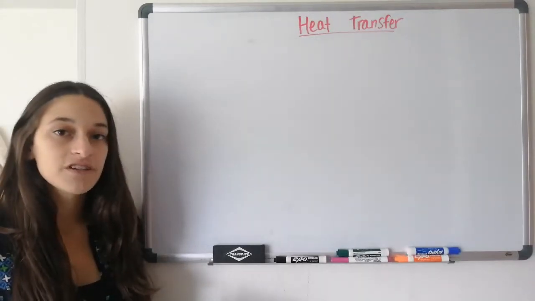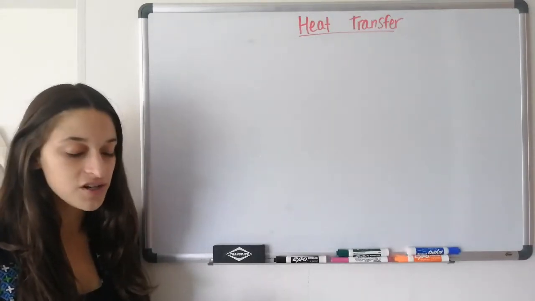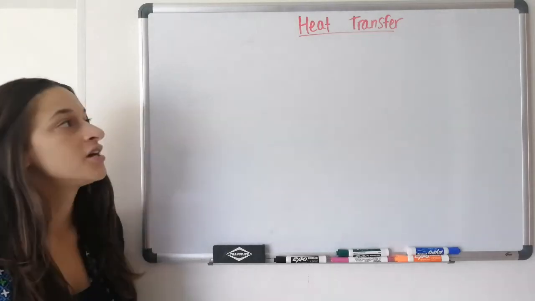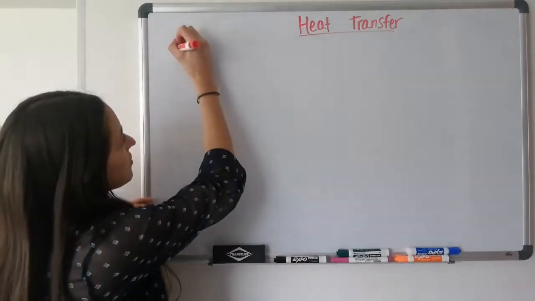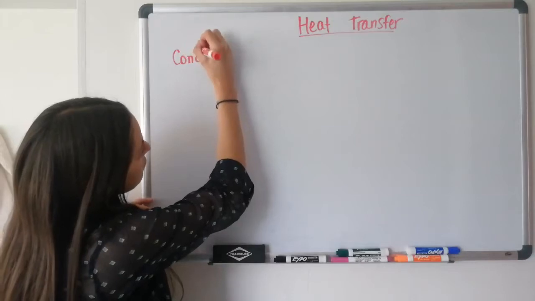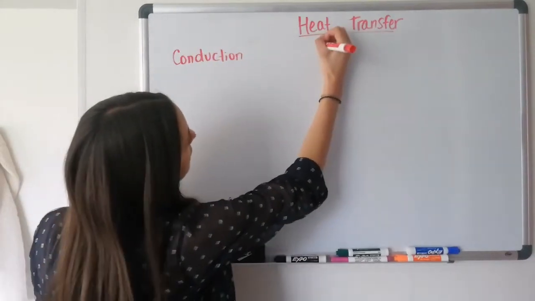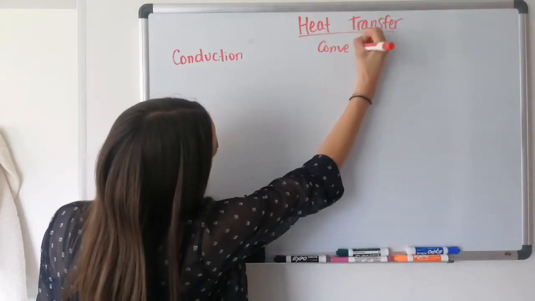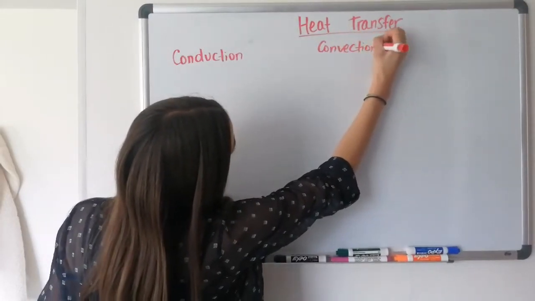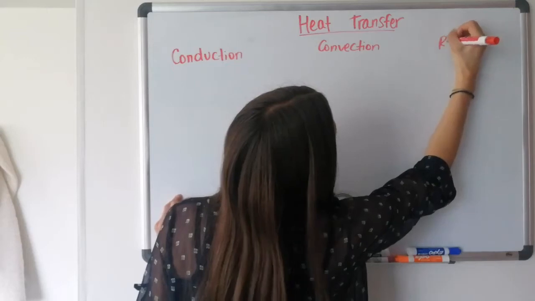So the three methods of heat transfer are called conduction, convection, and radiation. I'm going to write them down here, and I'm going to explain and give examples of each of them one by one. So there's conduction, convection, and radiation.